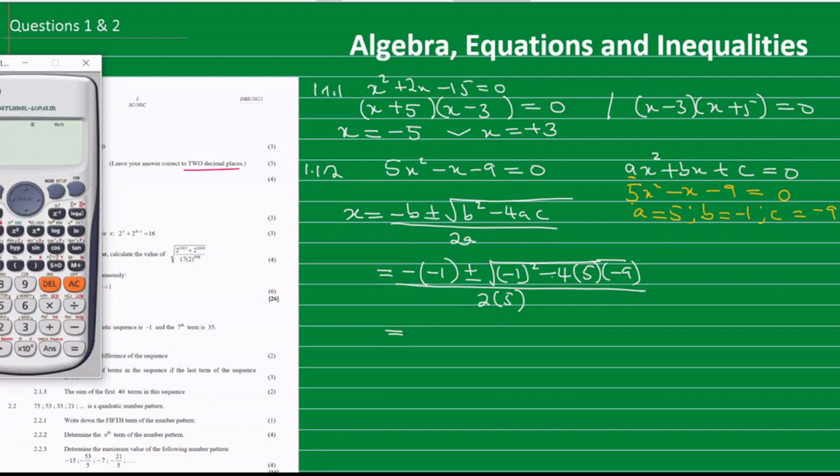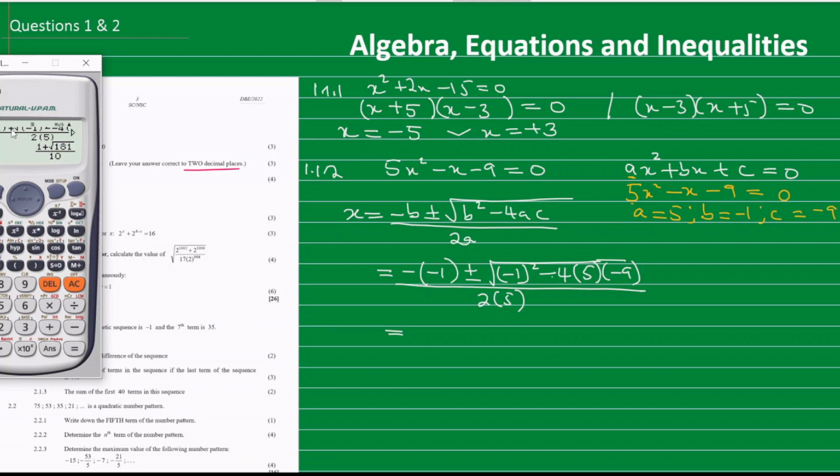So we have here negative of -1, which is our negative B, plus the root of (-1) squared, minus 4 times A, which is 5, and C, which is -9, over 2 times 5, which is 10. We enter it like that, 1 over 2 times 5. Okay, press answer. So our value here is 1 plus or minus.